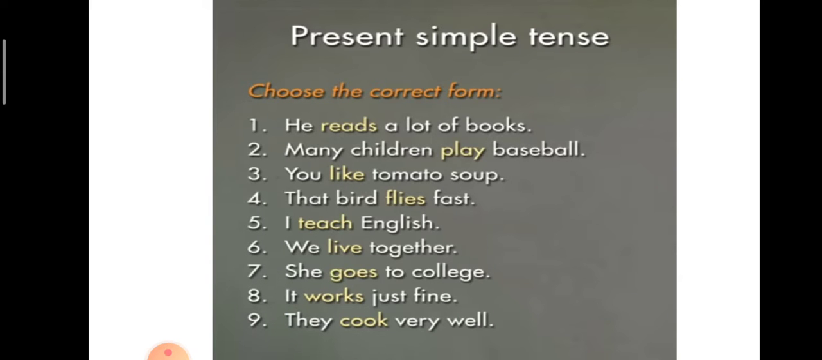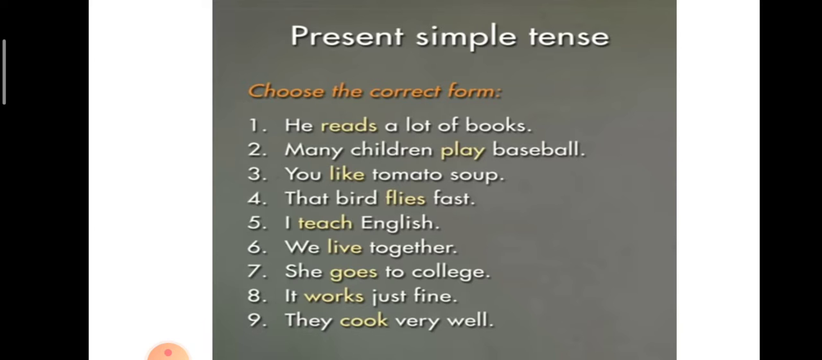Yes, the answer is: She reads a lot of books. I told you, he, she, it takes subject plus verb plus s. Yes, that's correct. Many children play baseball. Did you notice that it is already plural there? Many children, so it comes as play. Many children play baseball. You like tomato soup. I told you earlier, I, you, we, they will take just the root verb. So like is as usual like.